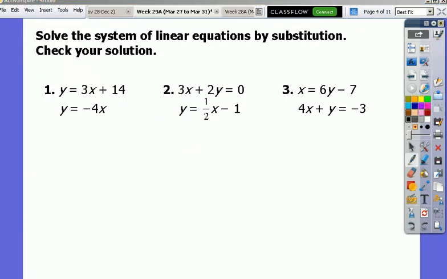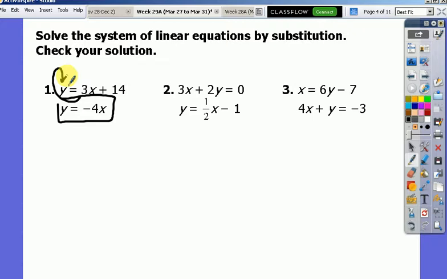Let's do number 1 together. How do you know that we have to do substitution here, other than the directions? There's no star. Well, okay, something's by itself. What's by itself? Y. So I'm going to take one of them, probably this one, because it doesn't have a plus or minus, and I'm going to substitute it in for this y. Yes?